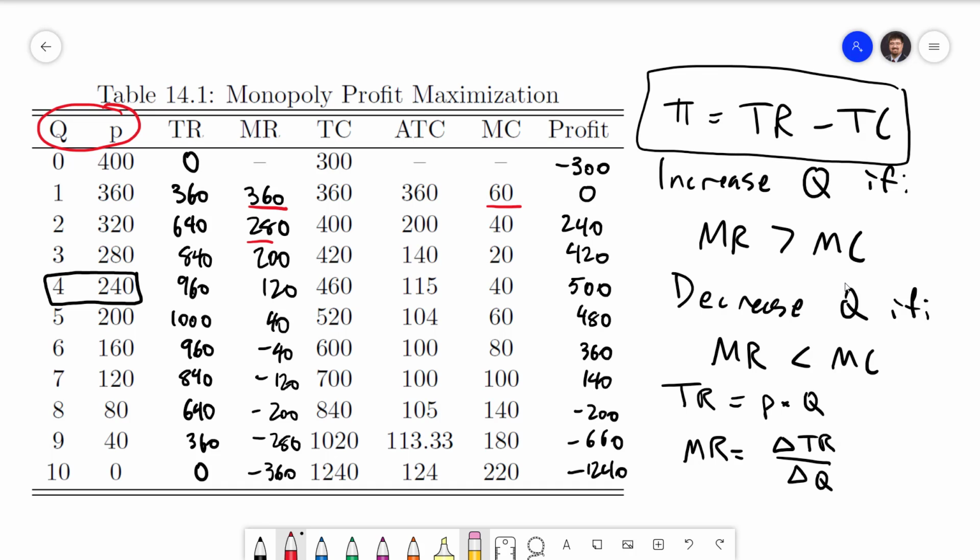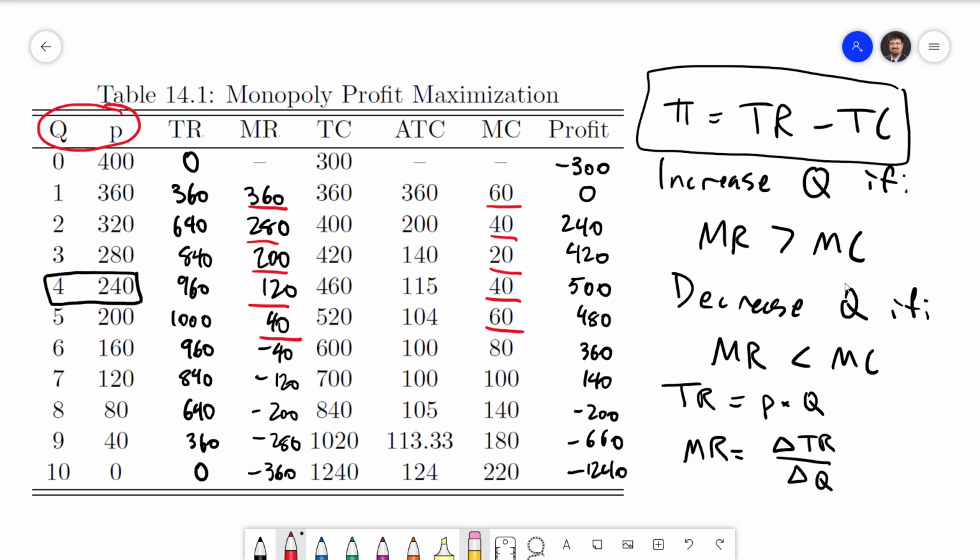For the second unit, 280 exceeds 40. For the third unit, 200 exceeds 20. For the fourth unit, 120 exceeds 40. But for the fifth unit, the marginal revenue of 40 does not exceed the marginal cost of 60. This means we're best staying at 4 units to maximize profit.